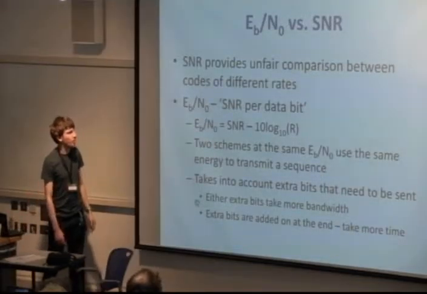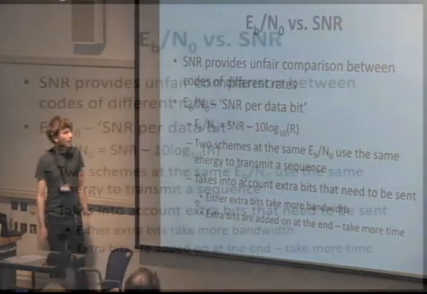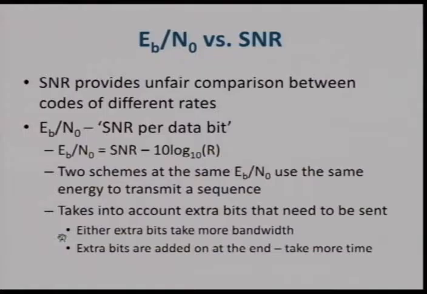We use Eb over N naught, where Eb is energy per bit and N naught is noise power spectral density. But essentially, Eb over N naught is SNR per data bit, where for each data bit, you've got to take into account the parity bits you also have to send with it. And so to convert, there's this, which is just the conversion to the log domain.